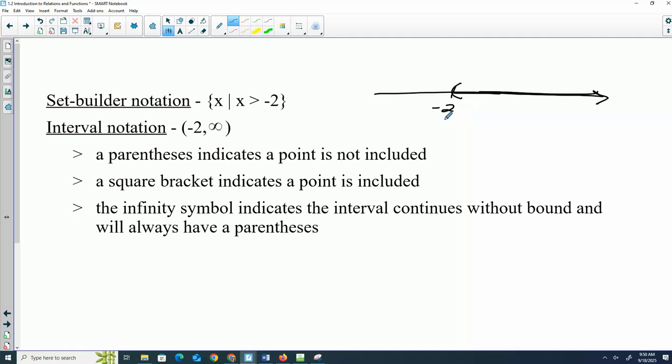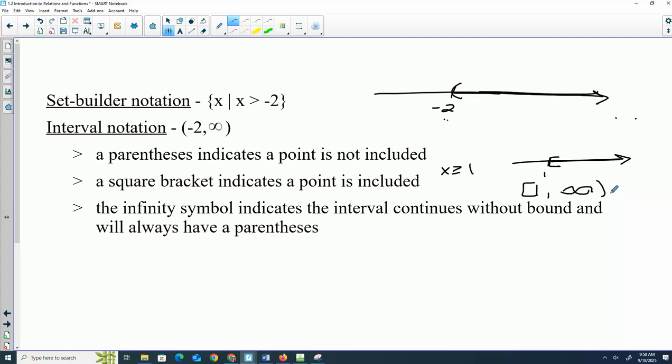It's everything larger. An interval gives starting and stopping. It starts at -2, it goes forever. A parenthesis means it's not equal to that point. A square bracket means it is. So if I said x is greater than or equal to 1, that's everything from 1 on. We use this square bracket to show that. And it always has two points, the starting and the stopping.